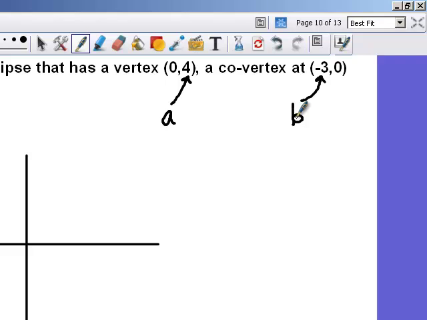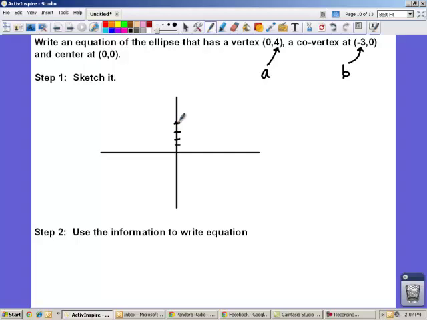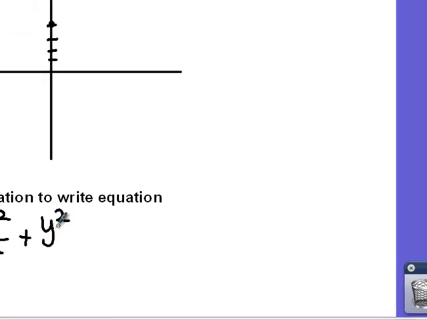The thing you have to figure out here is whether to use the horizontal equation or the vertical equation. If you look at the vertex here, it starts with a 0. So I'm going to use the drawing here to demonstrate. (0, 4) would be 1, 2, 3, 4. If your vertex is up here, you know that it's going to be vertical. That means our equation is going to look like x squared over b squared plus y squared over a squared equals 1.